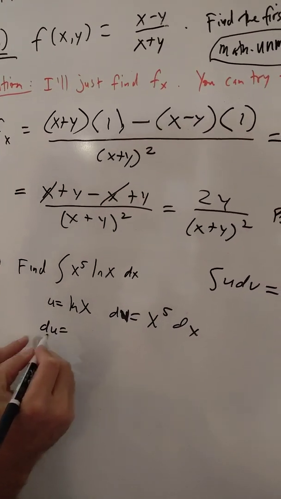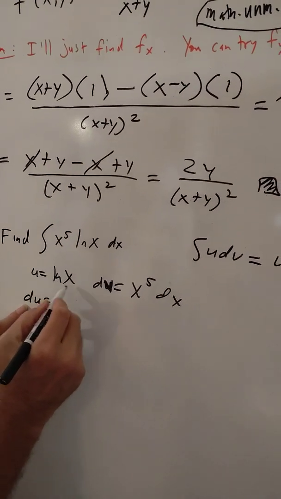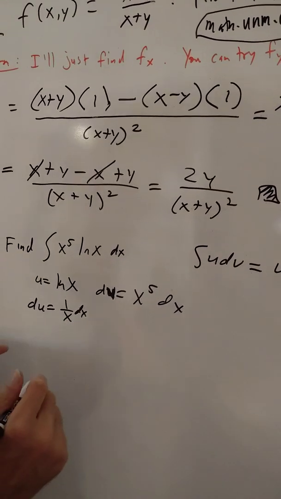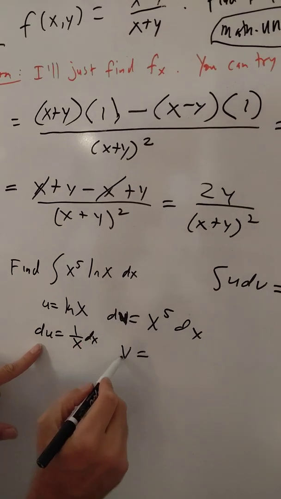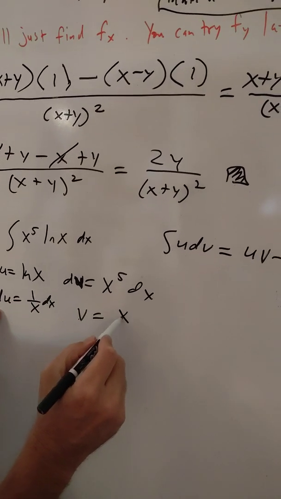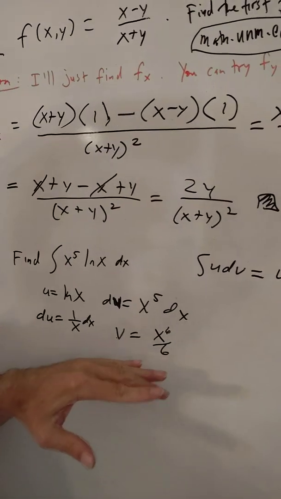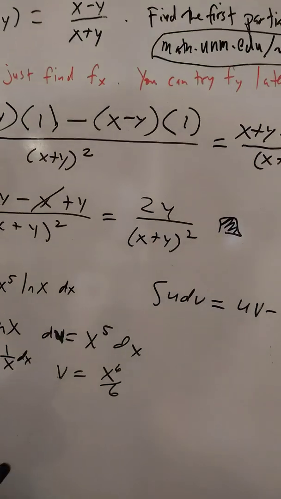Write du, which means the derivative of u. Because u is an expression of x, I'm going to write the derivative of the ln of x is 1 over x dx. And then v. To go from dv to v, I'm integrating. So what's the integral of x to the fifth dx? It's just x to the sixth over 6. Don't worry about the plus c. This is just the toolbox. So the power rule for integration is what I did to get v.